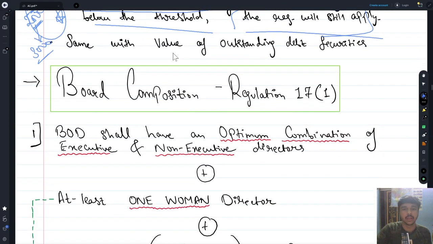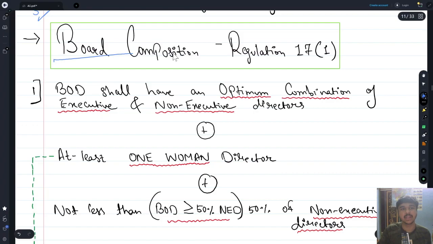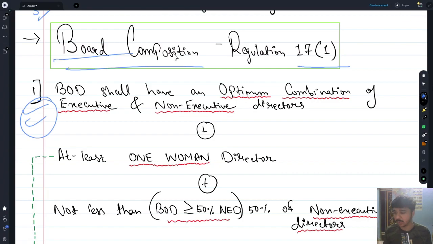Now board composition, the very important thing that we are going to study now. Regulation 17(1), board composition. So what is board composition? What does this actually mean? LODR starts with the very basic factor: who is going to be the main focus point of corporate governance? The board is the only one who has the responsibility for having good governance. So how should this board be?